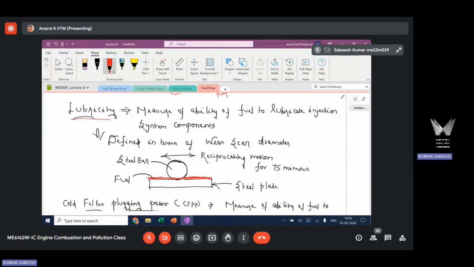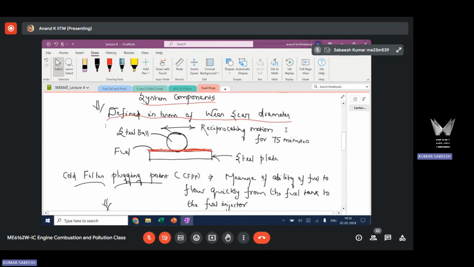As I said, this property lubricity is a measure of the ability of the fuel to lubricate injection system components. It is preferable to have a better lubricity fuel so as to increase the life of injection system components. And this property is defined in terms of wear scar diameter, and this is measured by using a test setup called HFRR. This HFRR is called high frequency reciprocating rig. I've provided a simple schematic of that setup.